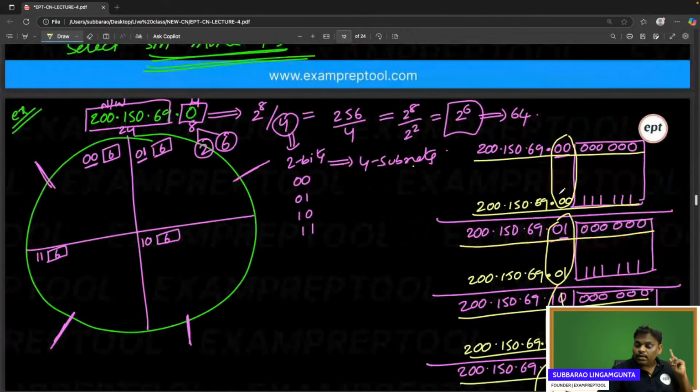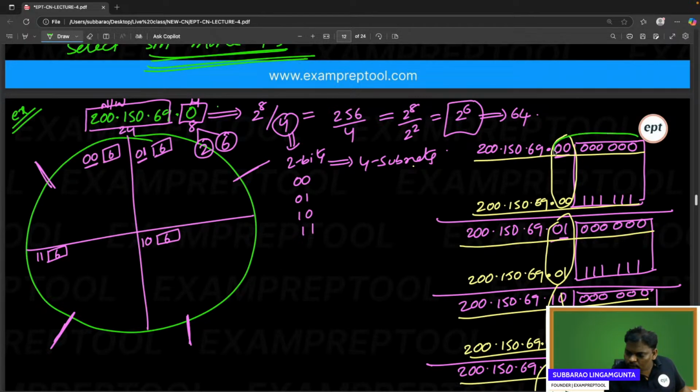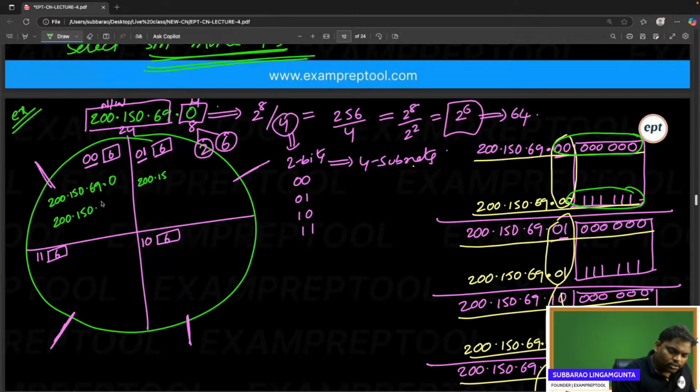Now check properly. Everyone be careful. If you see this value, I may use another color. If you observe this value, 0, I think it is 6 bits. 6 bits means 2 power 6 minus 1, which is 63. Now observe here: 200, 150, 69, and 0 to 63. It is 0 to 63.